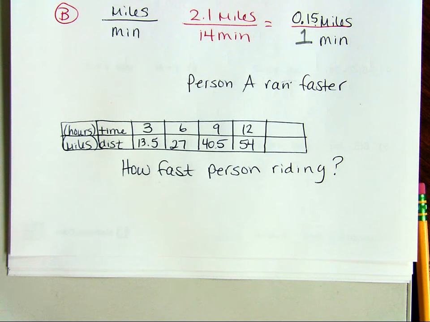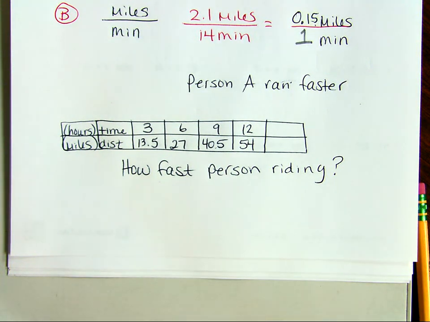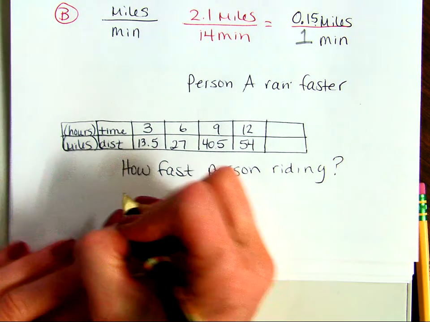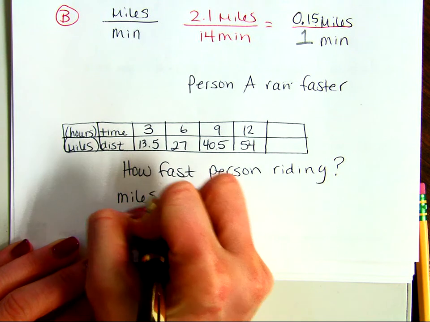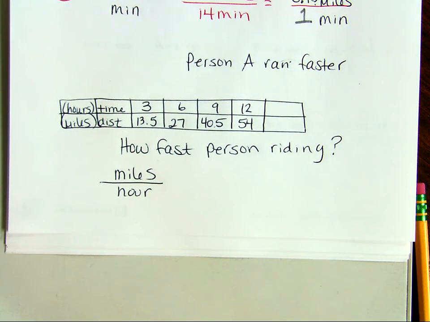I'm not going to come out and ask you every time, find the unit rate, find the unit rate, find the unit rate, even though that's what you're going to do for every single problem I give you. How fast is this person riding means how many miles an hour are they going? Miles per hour. I want you to write that. Miles per hour. Think about in a car. I know none of you have your license yet, but I want you to think about what that means. It means how many miles do you go in 1 hour?